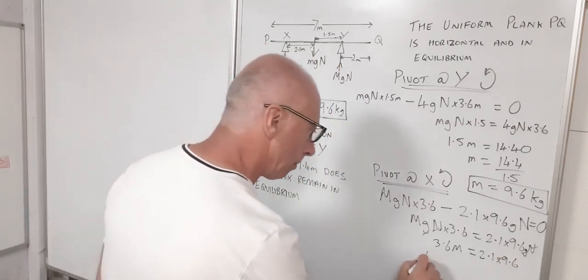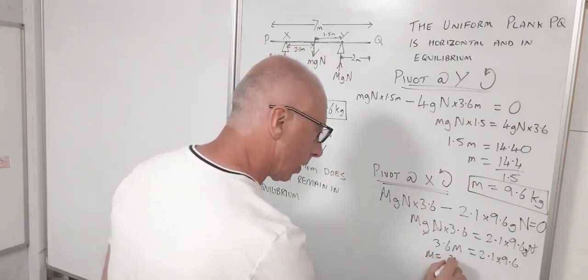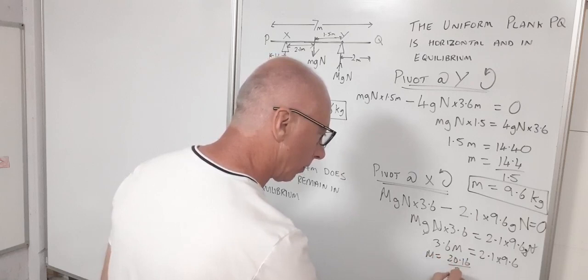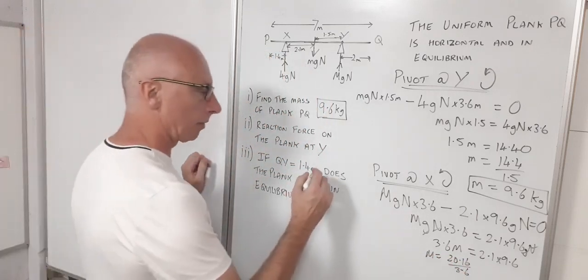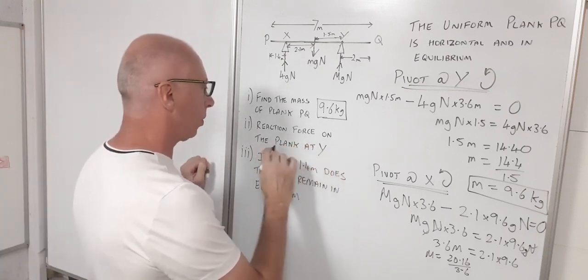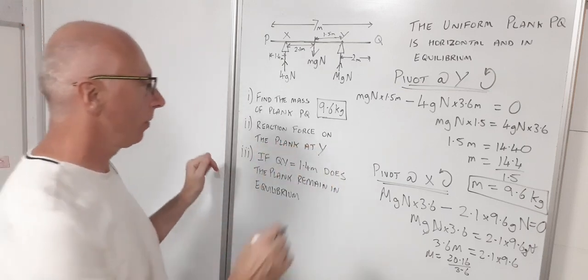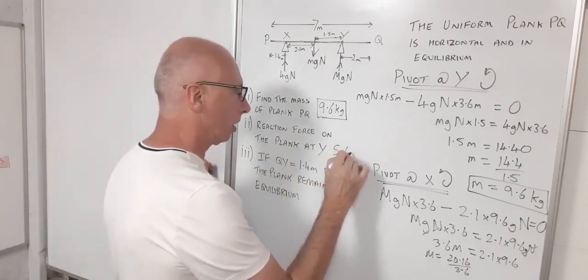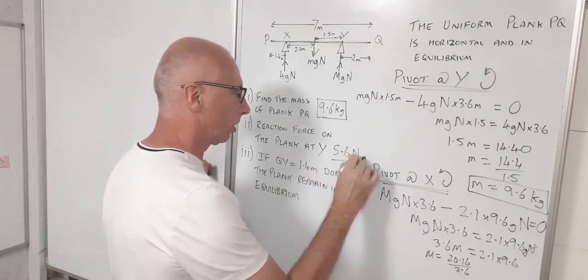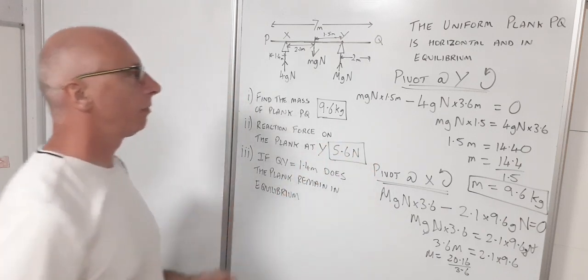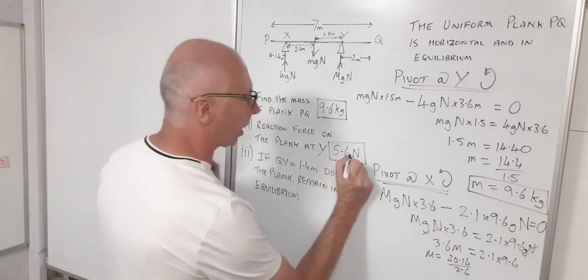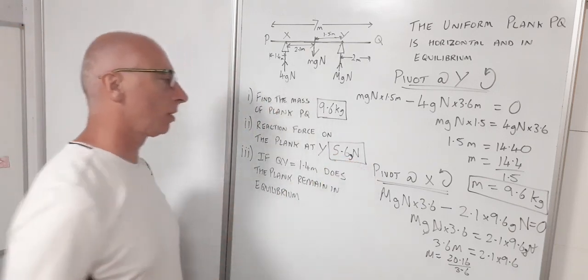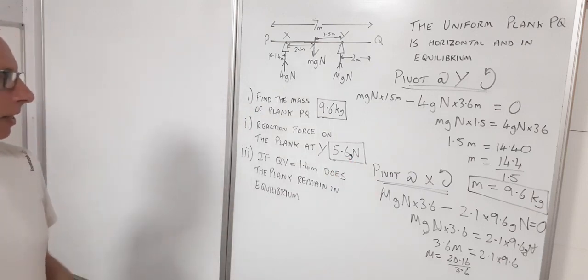So therefore m equals 20.16 divided by 3.6, which will give us 5.6. So the reaction force on the plank at Y is 5.6 newtons. So that's the force on the plank at Y. So 5.6 newtons times g, so g newtons. Okay, so that takes care of that.